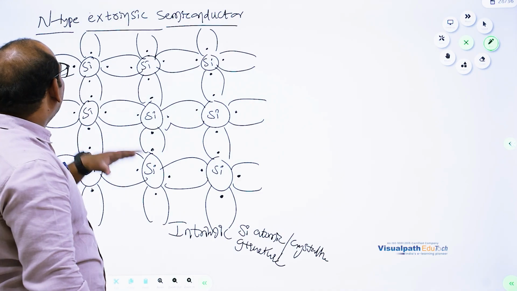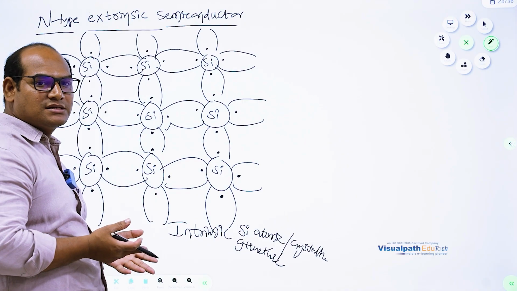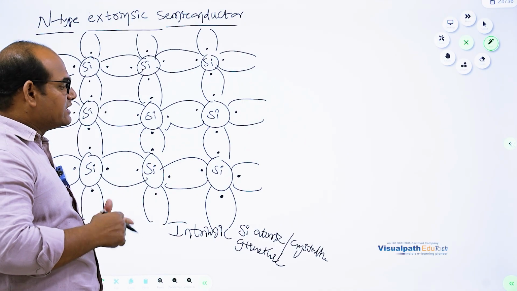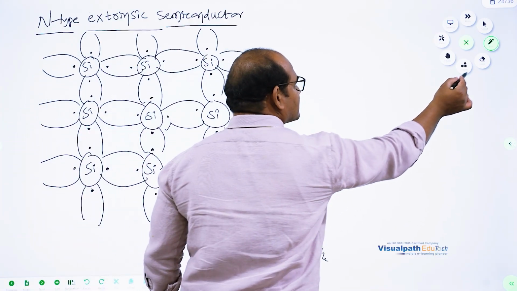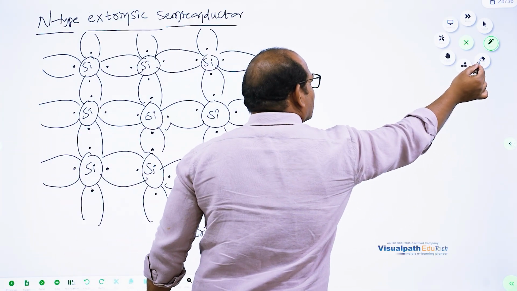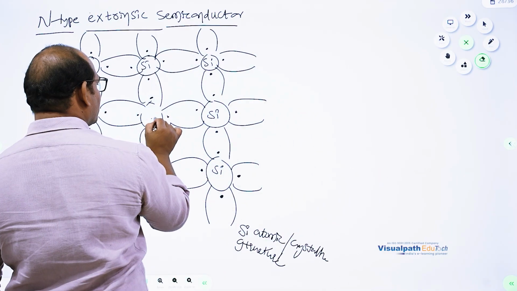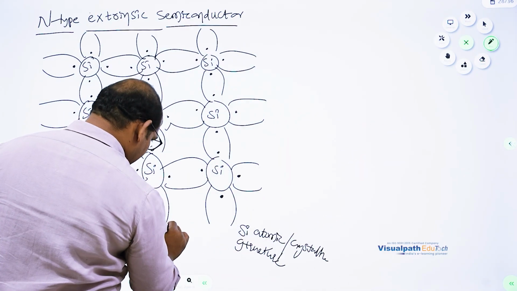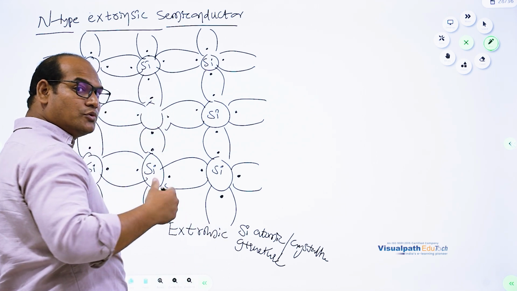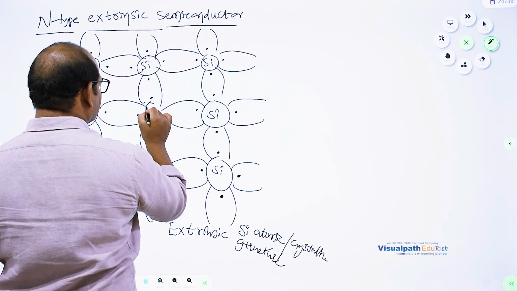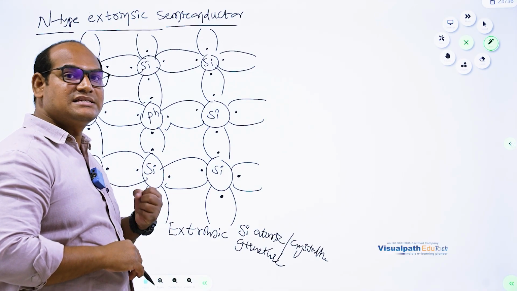Okay, now to get this n-type extrinsic semiconductor, we need to add fifth group elements to this intrinsic semiconductor. Then what will happen, that is what we need to see. So now I am erasing this intrinsic because I am going to show extrinsic, and I am removing this silicon also. So we are going to get extrinsic by adding a fifth group element like phosphorus. Phosphorus is the fifth group element. It has 5 valence electrons.